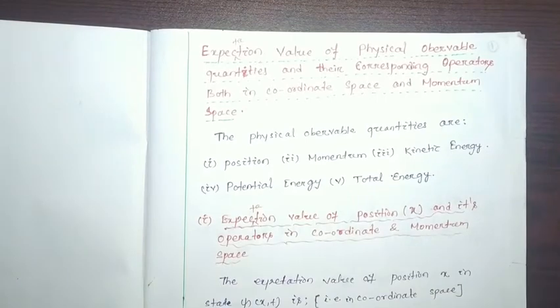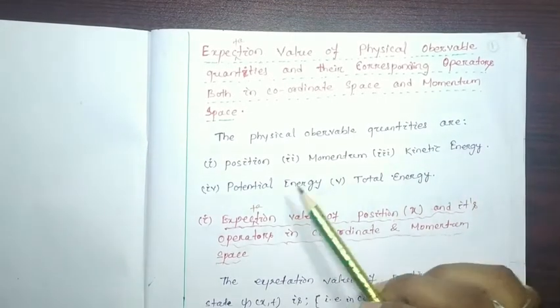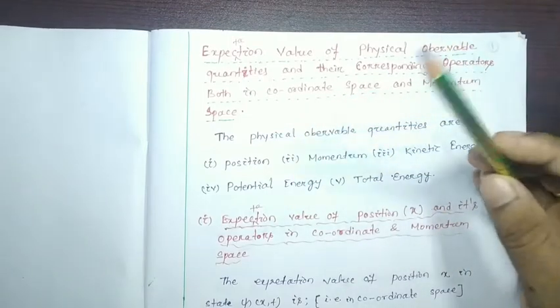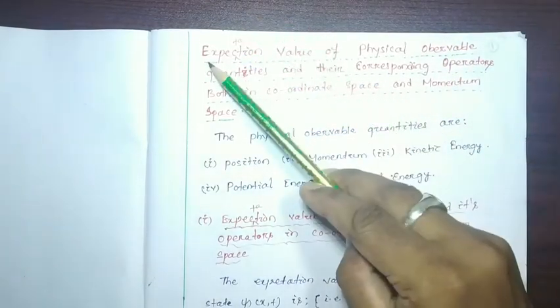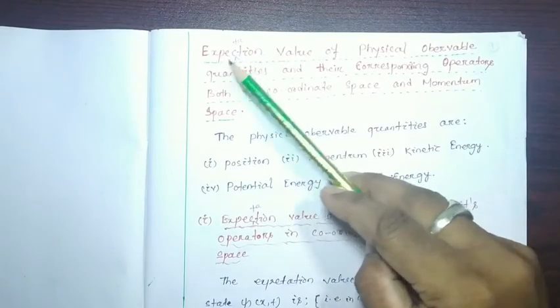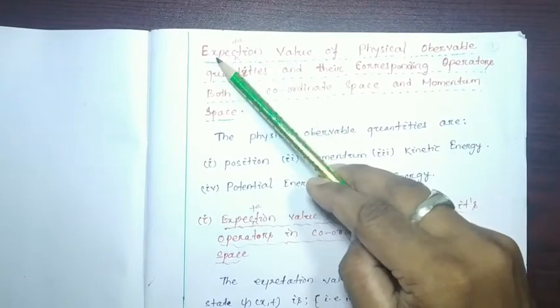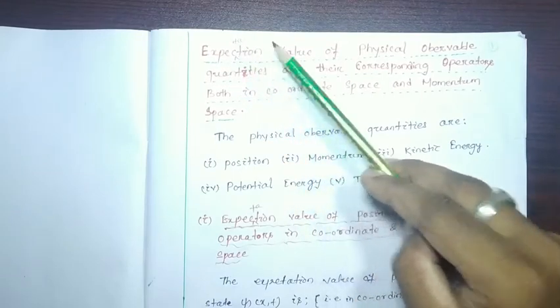So today we are going to discuss kinetic energy, potential energy and total energy. And one thing I want to say to you: here I mistakenly wrote this spelling. It is actually expectation, expectation. So you can correct it accordingly.